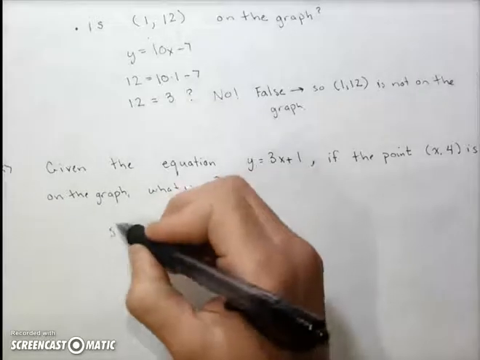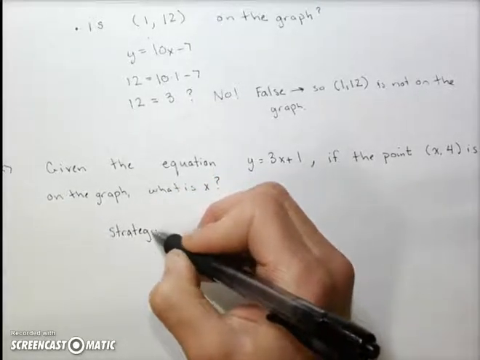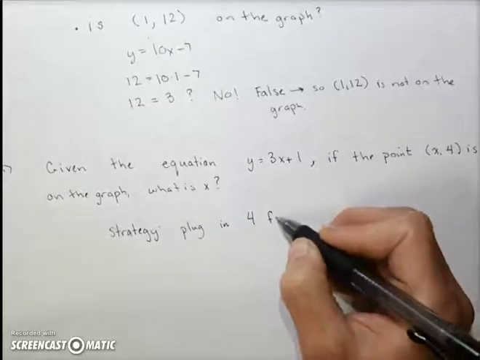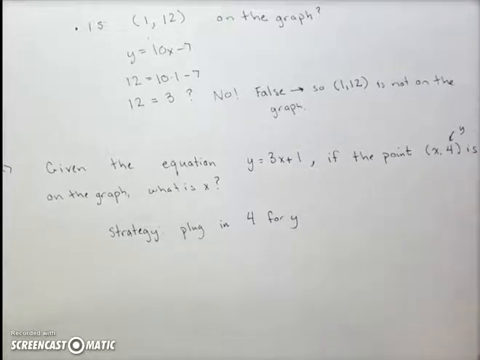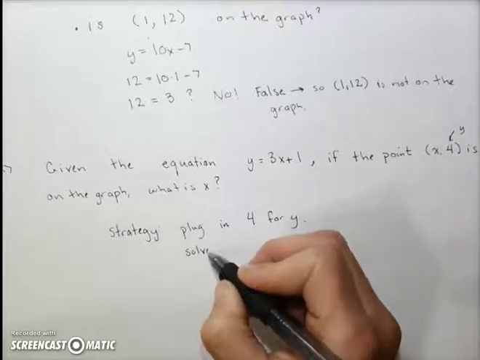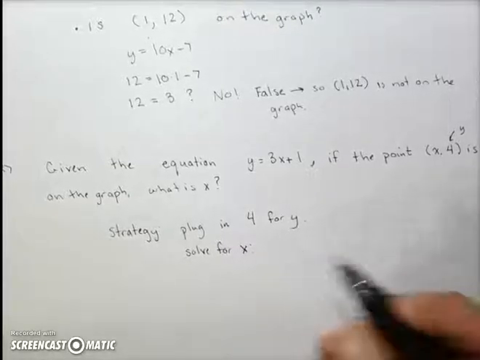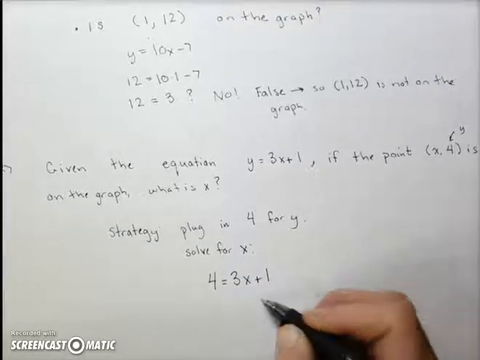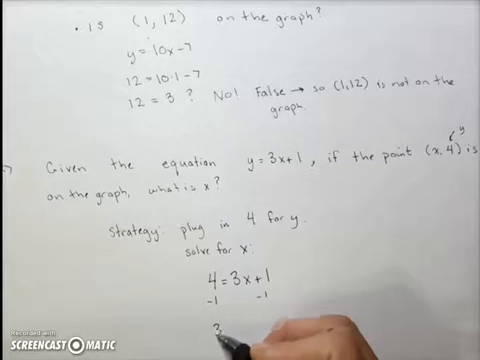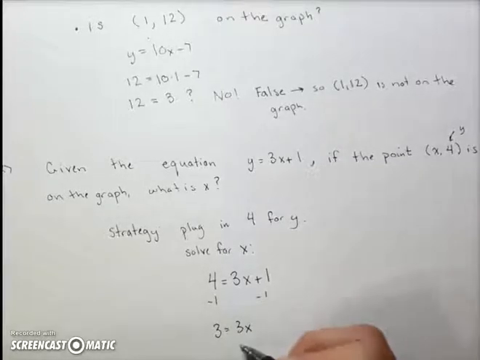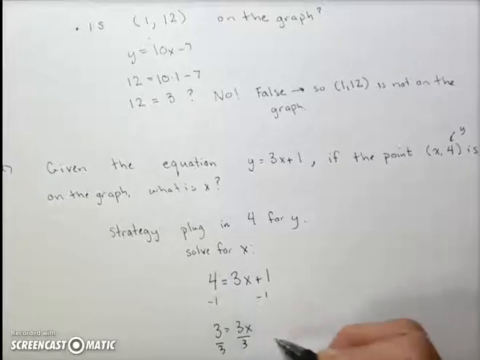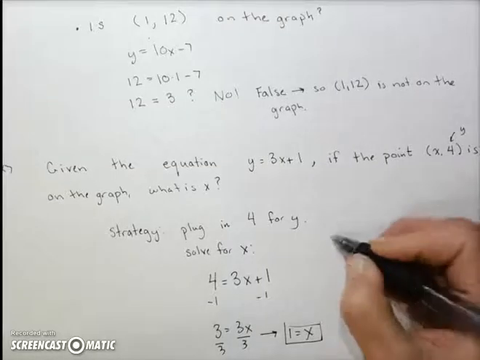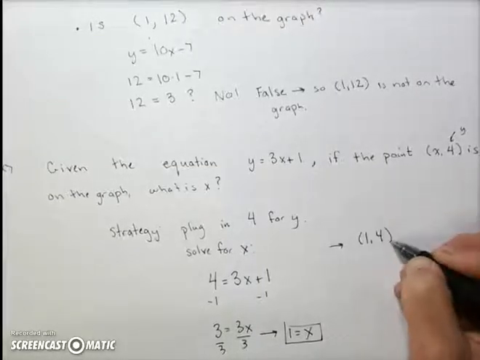So my strategy is going to be to plug in 4 for y, since that's my y value, and then solve for x. So if we do that, we get 4 equals 3x plus 1. I'll subtract 1 from both sides, so I get 3 equals 3x. Divide both sides by 3, and that tells me that 1 equals x. So the point 1, 4 is on the graph.